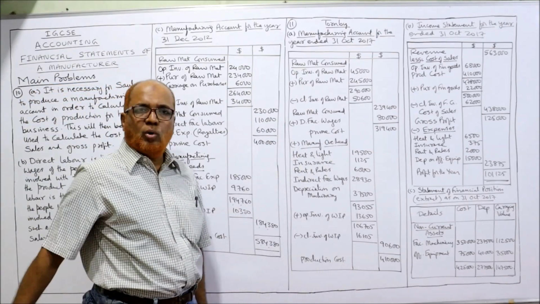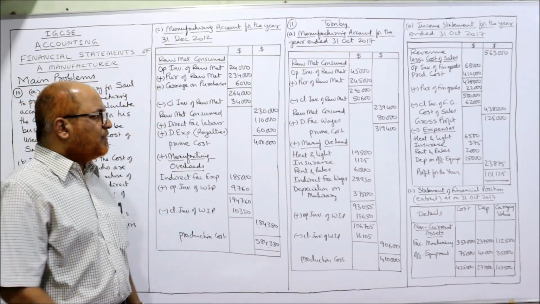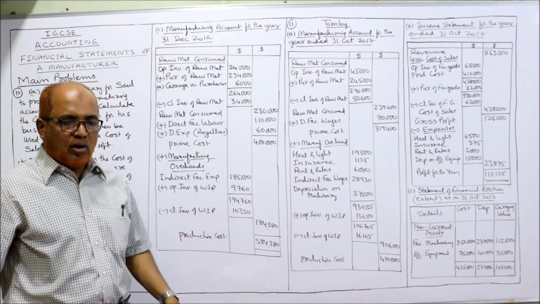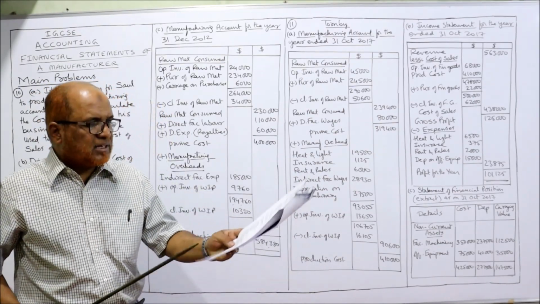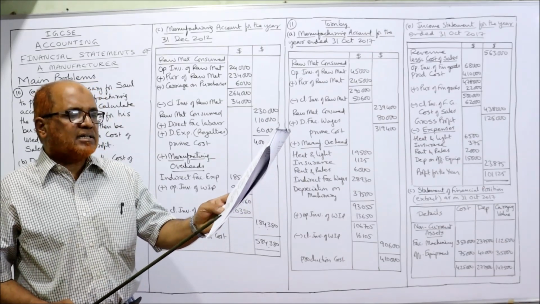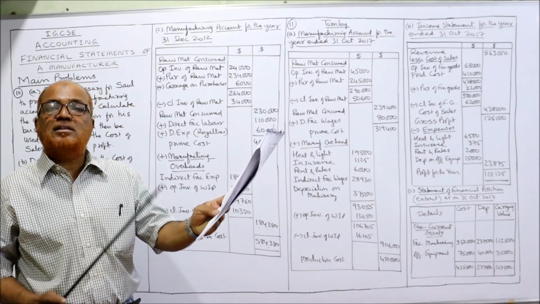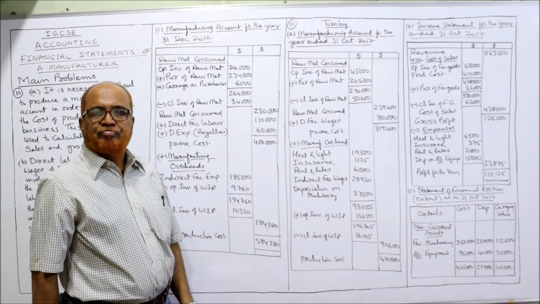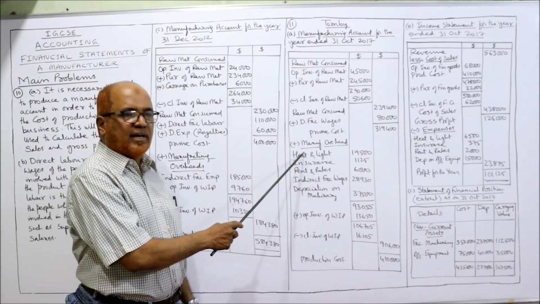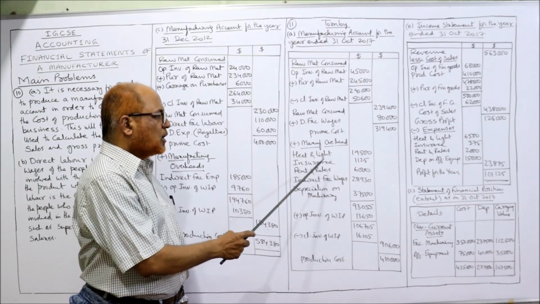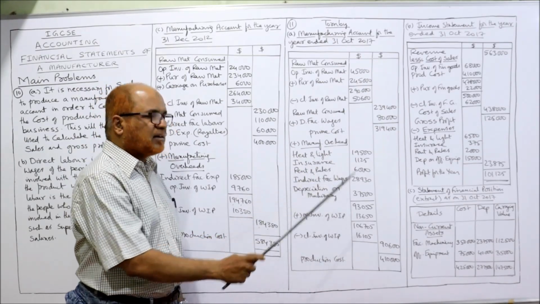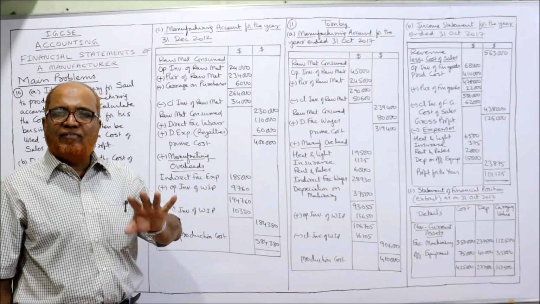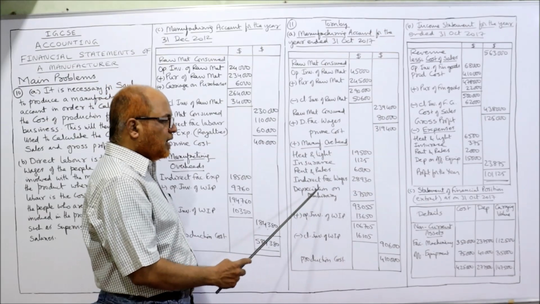Now manufacturing overhead. Manufacturing overhead, heat and light, insurance, rent and rates. Already I told you in the problem it is given 3/4. Heat and light, insurance and rent and rates, 3/4. I have taken 3/4 in the manufacturing account. So heat and light, insurance, rent and rates. Indirect factory wages completely I have taken. No apportionment. Indirect factory wages completely.